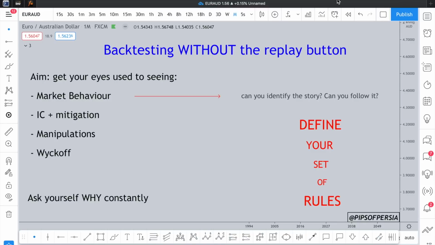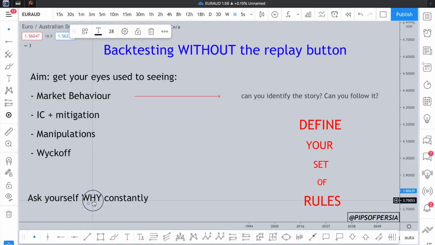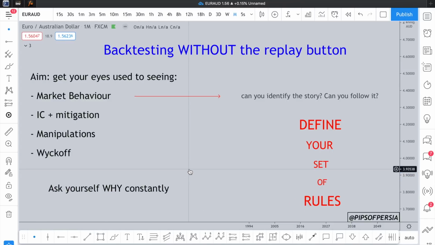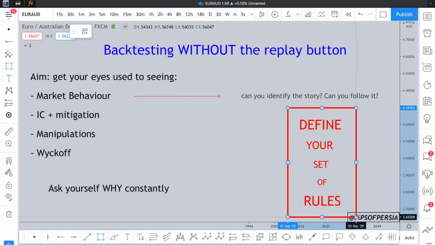So one of the points of getting your eyes used to seeing how the market moves is being able to identify the story, asking yourself questions such as why it has reacted off of that candle, why it has moved away from that zone of consolidation, why did it break a structure point, what happened after it broke the structure point, why did it manipulate a certain area, and which direction did it move after. These are the important things to take into consideration when you want to backtest. You are here to become a full-time trader, and a full-time trader is someone who's able to identify the storyline very easily.